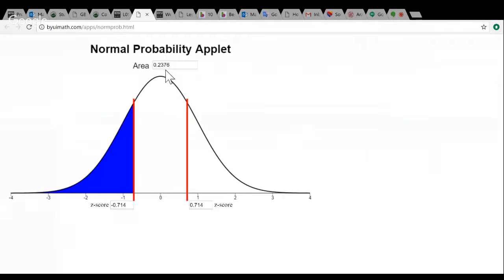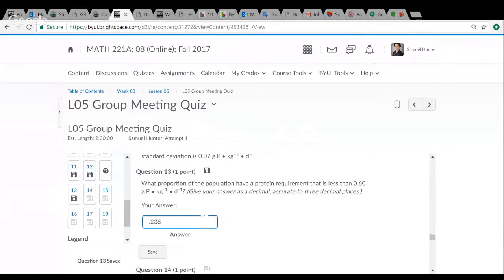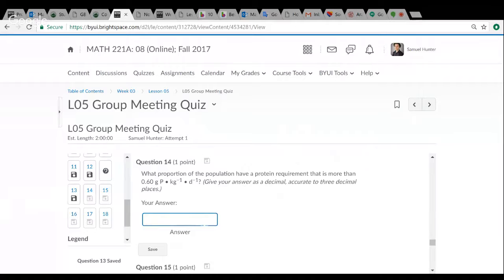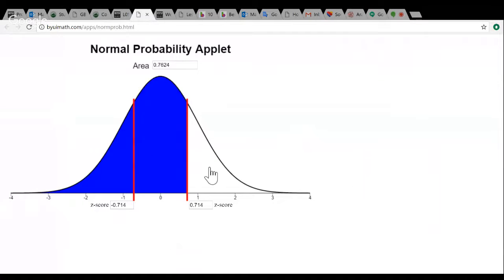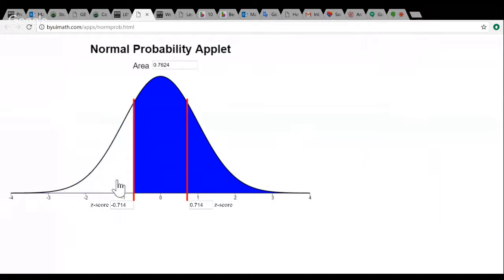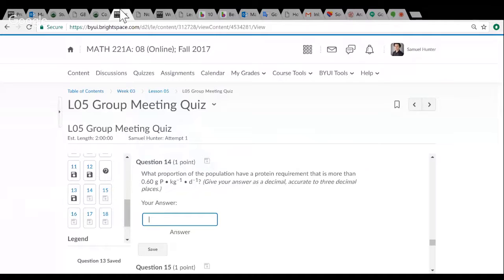Yeah. It's 0.2376, and then you round it up to 0.238? Yeah, you round it up. Okay, and then you do the same thing, but for question 14. Then for 14, you just change it to more, right? Yeah. And so when you get that, you round it down because the 4 isn't greater than 5. 0.762. Yeah. Okay, so now I'm remembering it.